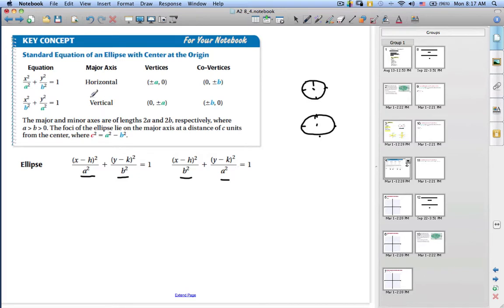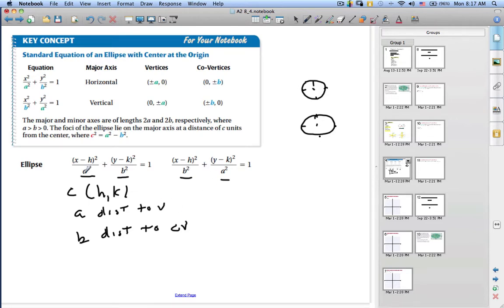Okay, so now when we work with the full equation of an ellipse, we have h and k. That's still my center. My center is at (h, k). And a is the distance to the vertices, and b is the distance to the covertices. Now you could sit and memorize these two different forms of the equation. One is horizontal, one is vertical. This one is horizontal, that one is vertical.